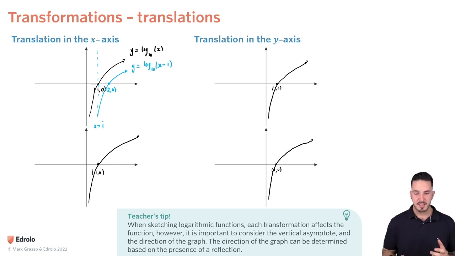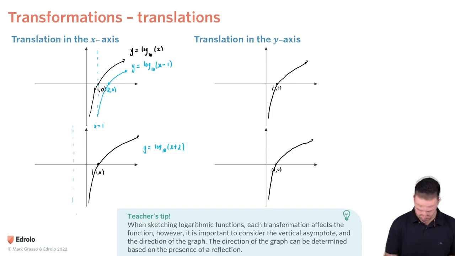Now looking at translation in the negative direction. So let's assume we had y equals log 10 of (x plus 2). So in this case, we can see that we've shifted our graph 2 units in the negative direction, and we're going to have a vertical asymptote at x equals negative 2. So if you like, you can put that in first. It's a little bit off scale, but let's say that's x equals negative 2.